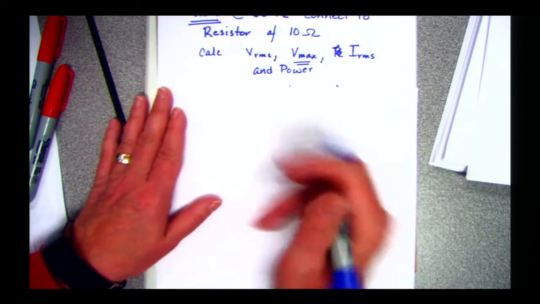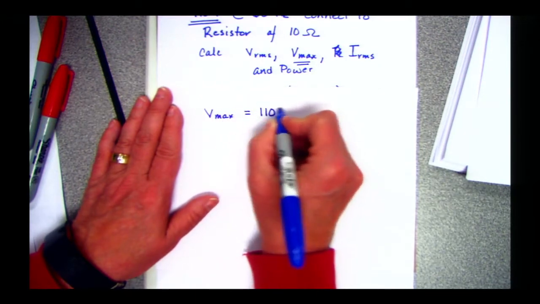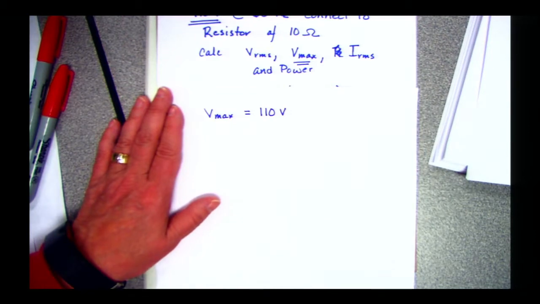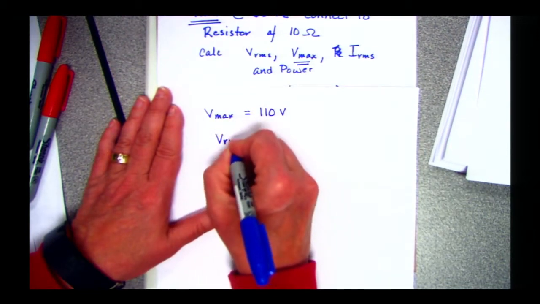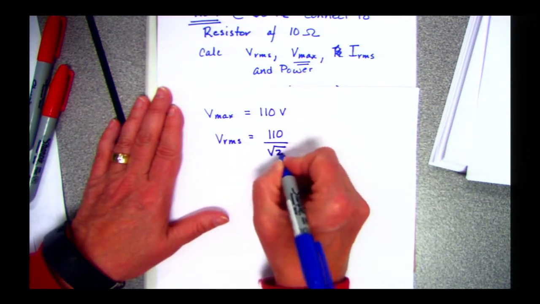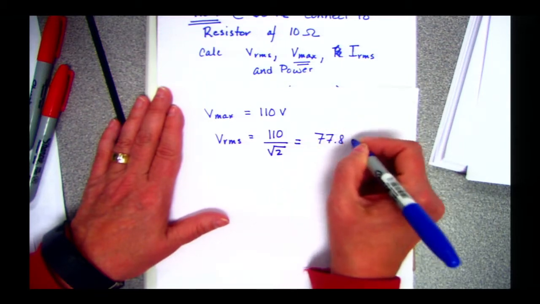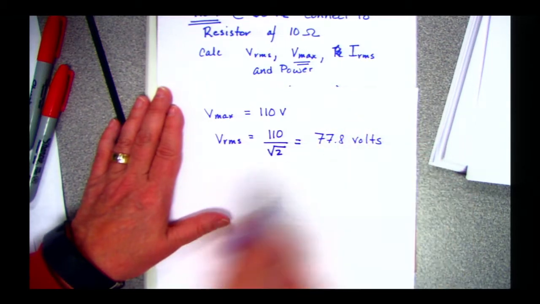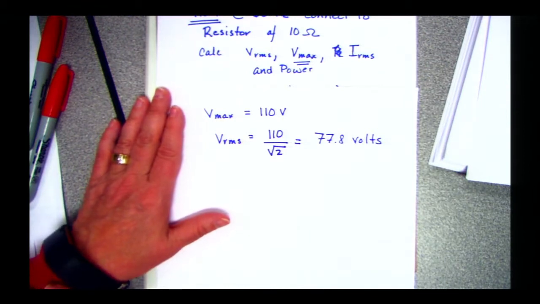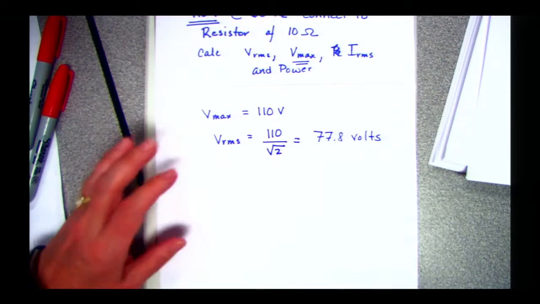So what we want to do, we've got Vmax, because we can read Vmax right out of the problem, or we can read it right off of the wave equation that they give us. My Vrms then is just going to be my Vmax divided by the square root of 2, which is going to give us 77.8 volts. And we're going to see that again, because I'm going to use regular household circuits for a couple of my examples that we've got going. So we're going to see that 77.8 again.